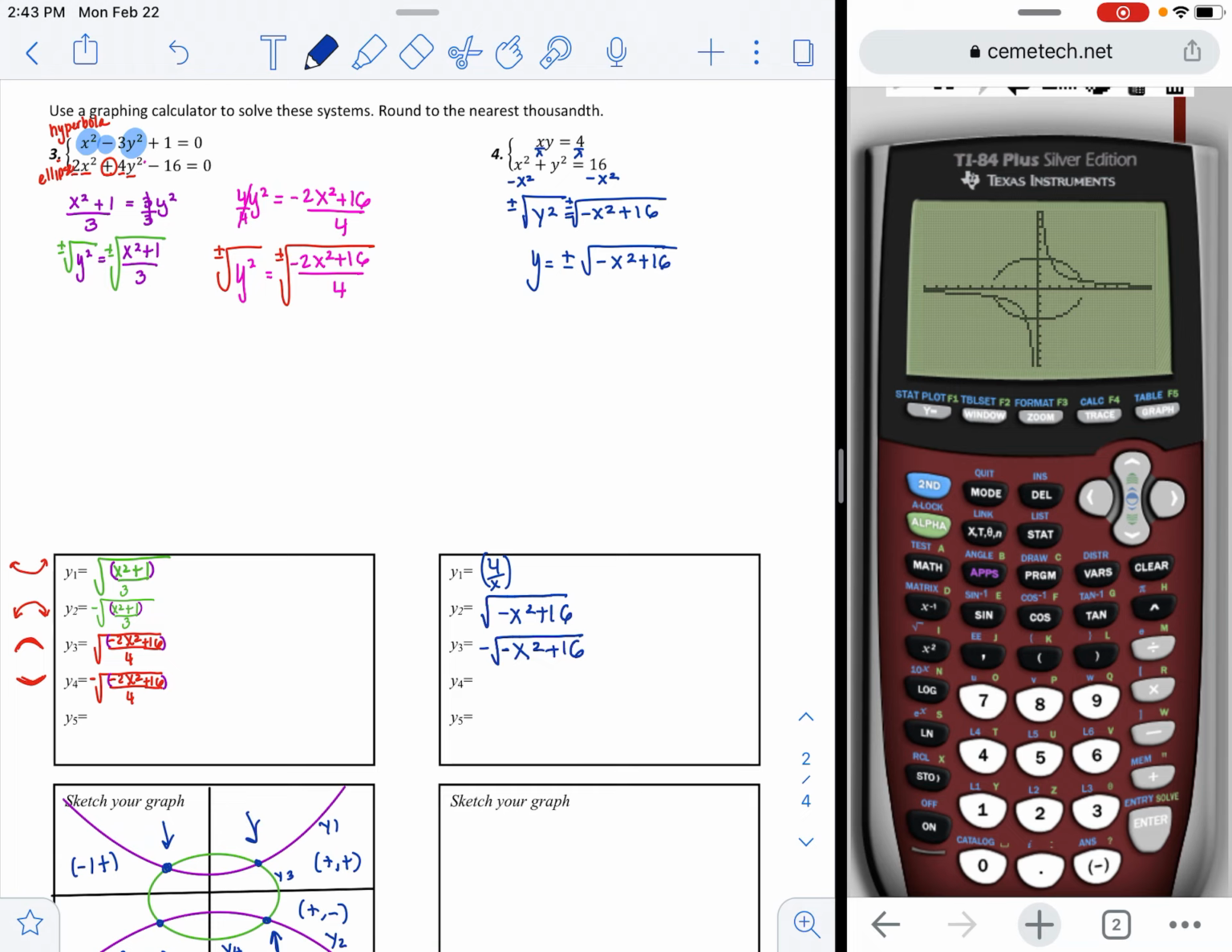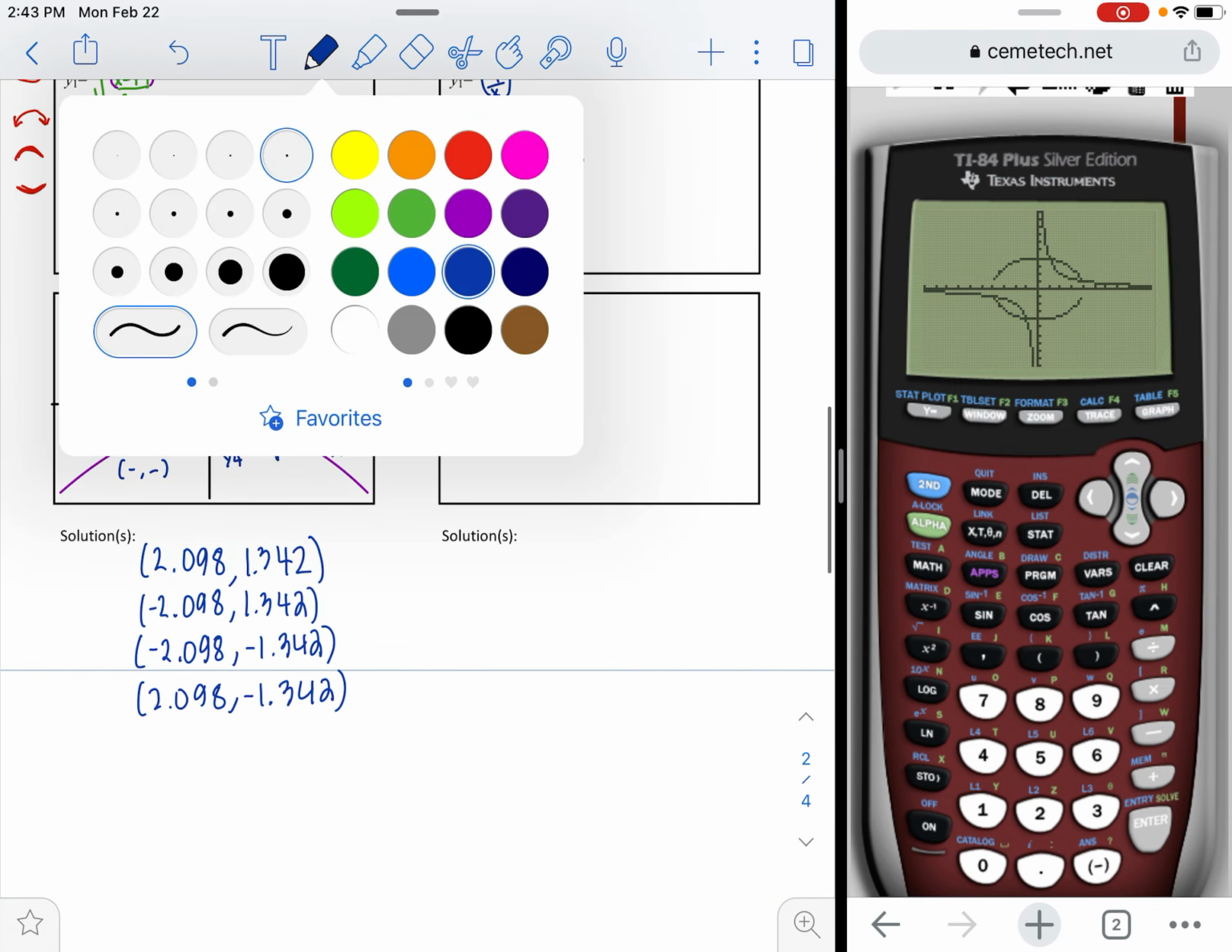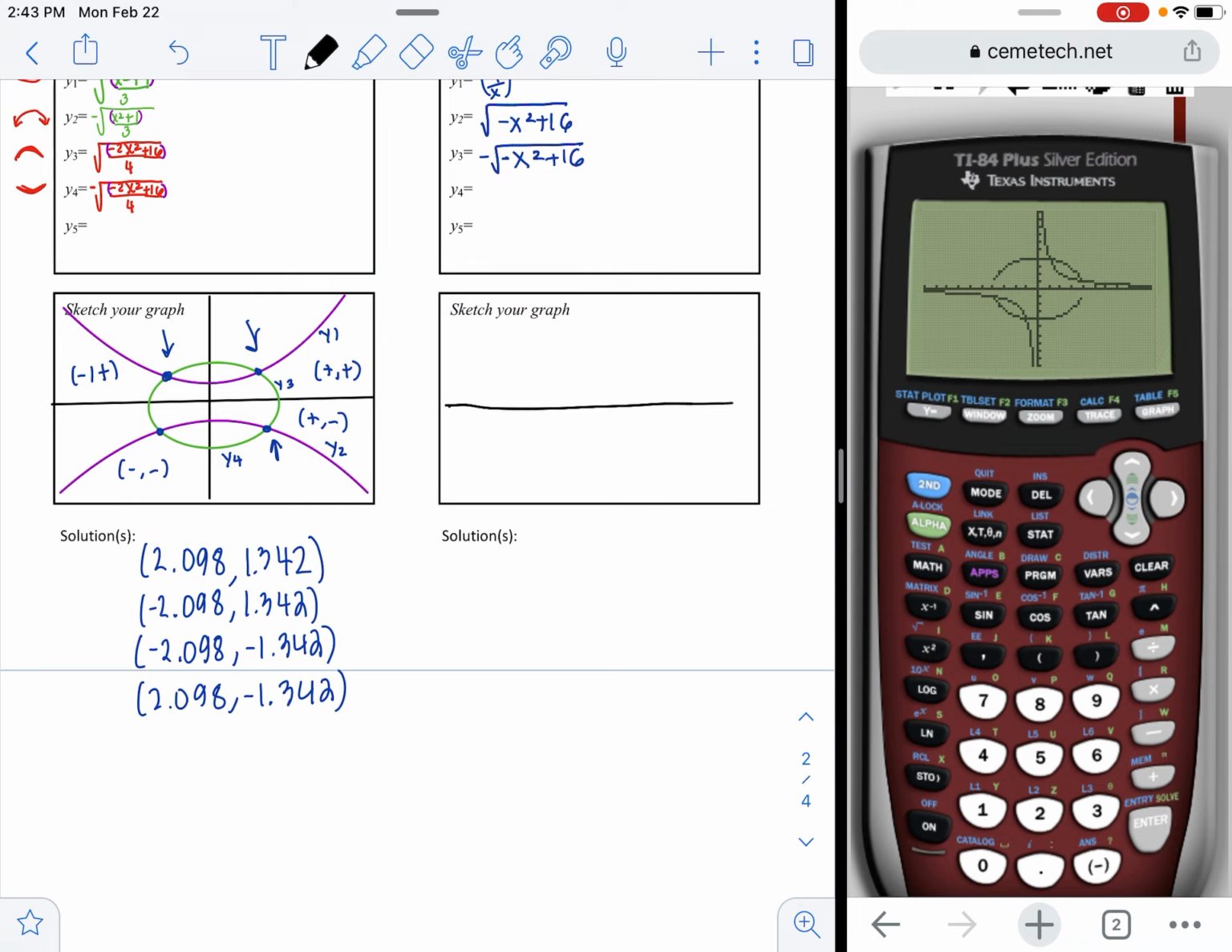All right, so we have those hyperbolic branches right there, and then we have something that looks like an ellipse, but if I look at the equation, I know it's a circle, right? So we have that rational function and then a circle. So it has branches, but they're angled. I can sketch that.